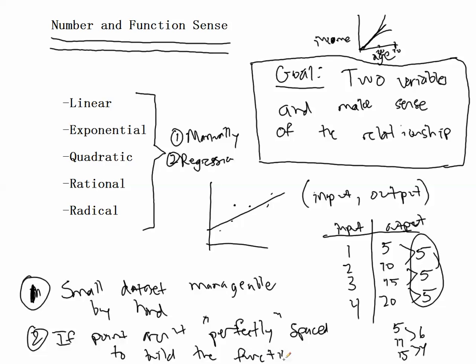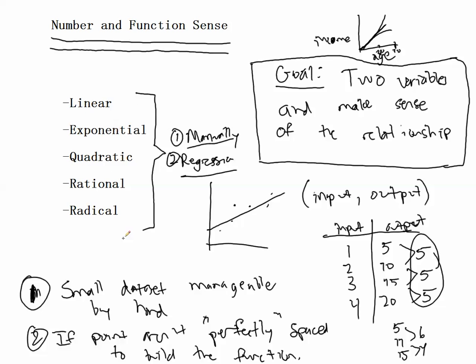Now, oftentimes in the real world, we use regression anyway, because just because you can tell what the function is and what the rate of change is, it doesn't mean that you can't use regression. You can always use regression, but it's important to understand manually how those functions are built as well, because otherwise, if you don't, then regression won't make much sense either.